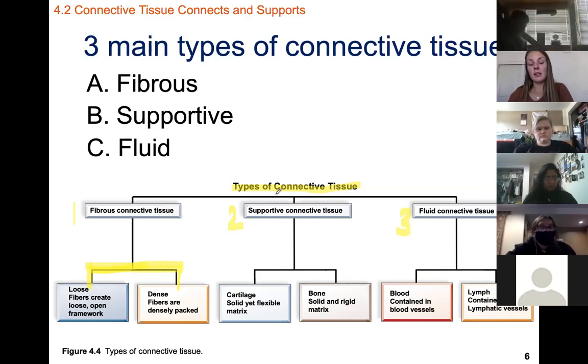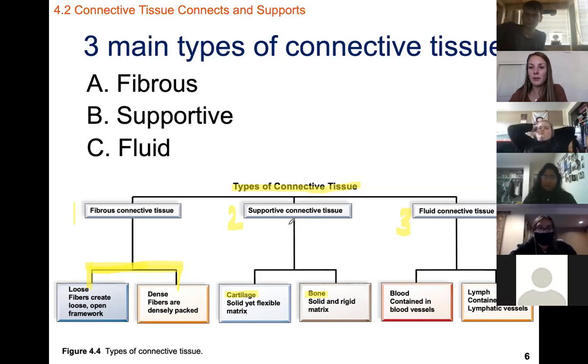The next type of connective tissue is supportive connective tissue. This one seems a little bit more common. It's supportive: it's cartilage and your bone. Cartilage is a solid yet flexible matrix found in your ear or your nose, and sometimes in your knees and elbows. Bone is exactly what it is, right? It's a solid and rigid matrix. It's the bones in your arms, in your legs, in your skull, in your spine. That's all connective tissue, and the specific types are cartilage and bone.